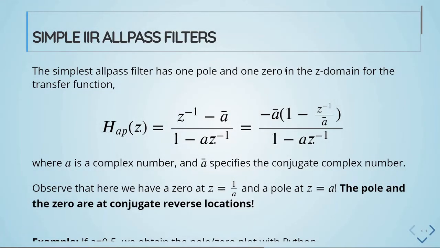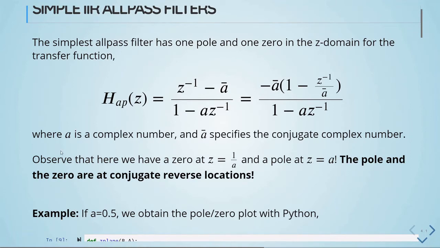But we can also have a simpler all-pass filter that will have 1 pole and 1 zero in the Z domain for the transfer function. So this is the transfer function of an all-pass filter with 1 pole and 1 zero, where A is a complex number and A bar specifies the conjugate complex number, and we observe here that we have a 0 at z equals 1 divided by A, and a pole at z equals A. So the pole and the 0 are at conjugate reverse locations.